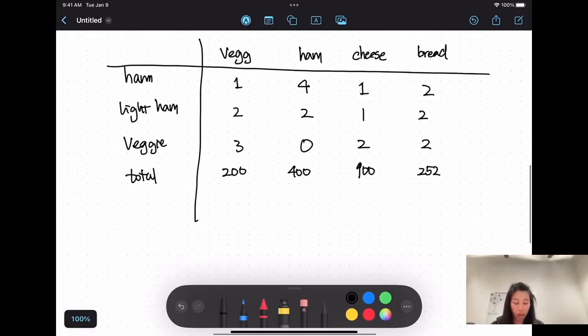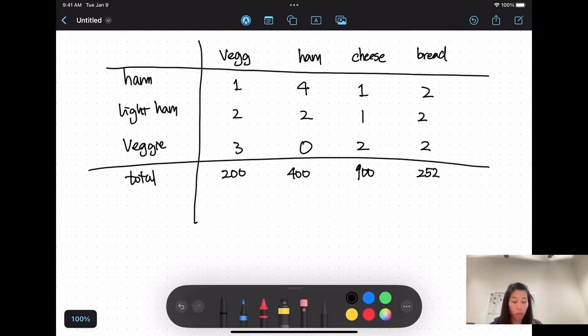Okay. So we know that no matter what we are making, we can only make what we have the ingredients for. So if we have a total of 200 servings of vegetables, we cannot make 300 servings of vegetable sandwich. Otherwise, we will not have enough vegetable to make that sandwich. So when we try to set up the problem, we are going to make X number of ham, Y number of light ham, and Z number of veggie sandwich.